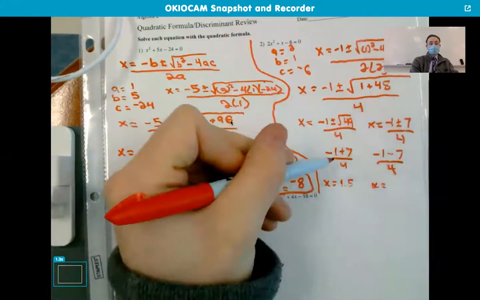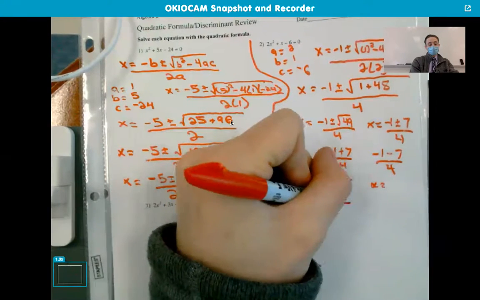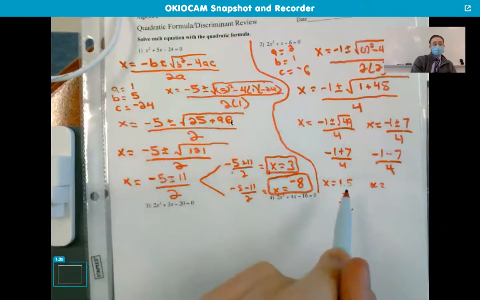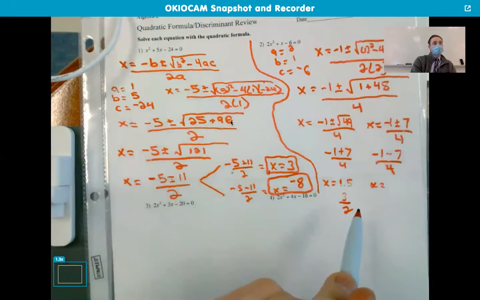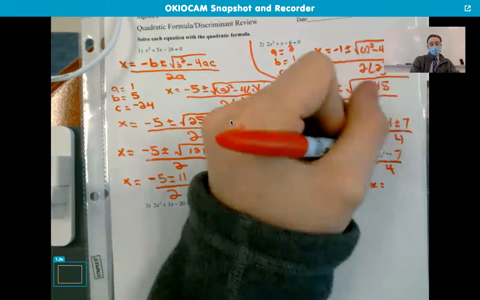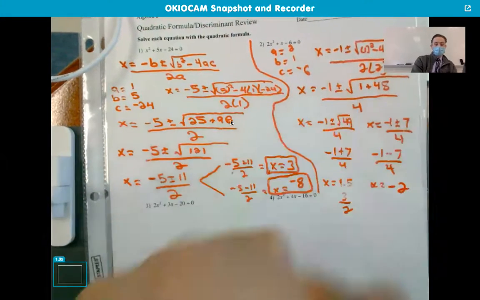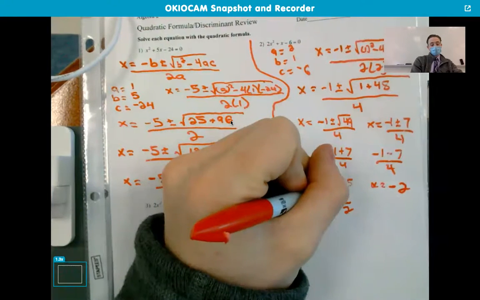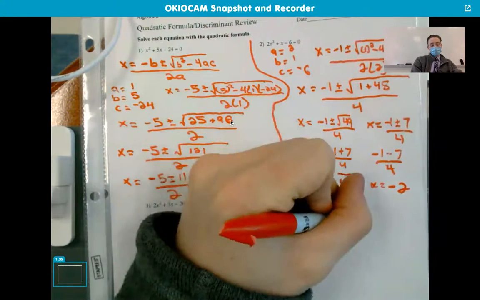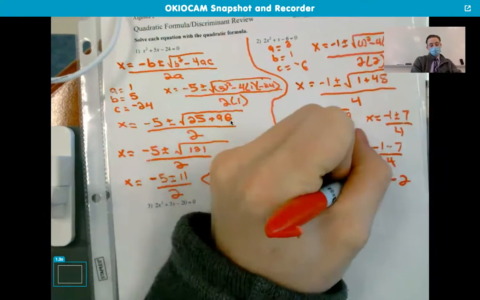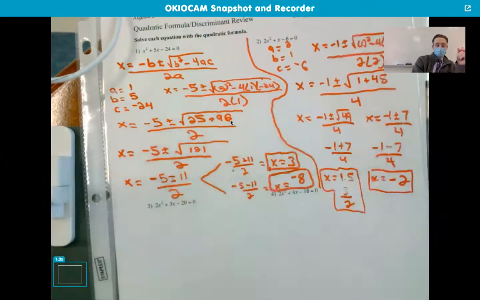Could have also written this as 6 over 4, which is 3 over 2. If you want to leave it as a decimal, that's fine. If you want to leave it as a fraction, that works as well. And then -1 minus 7 is -8 divided by 4 is -2. So these here are your two solutions.